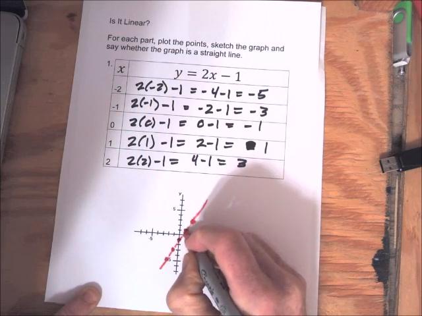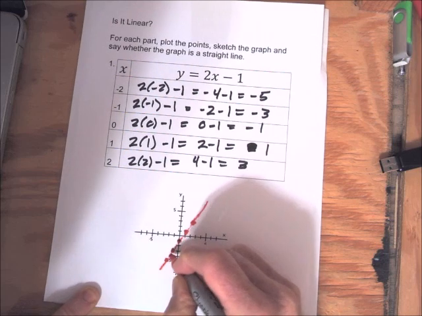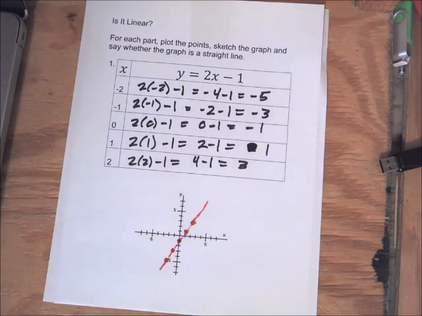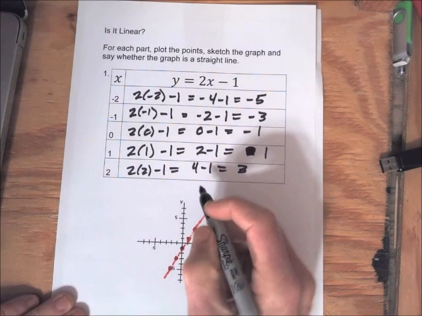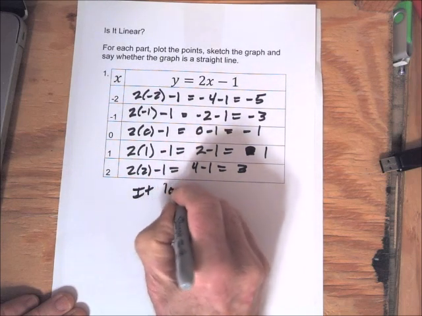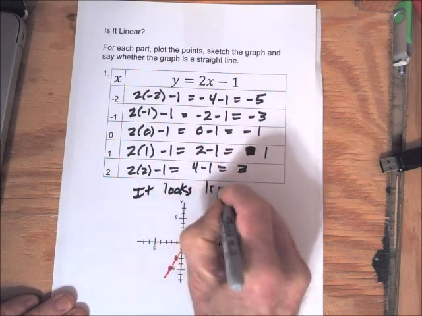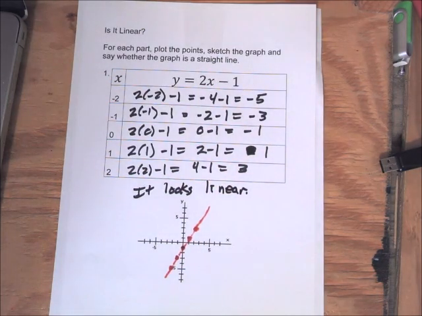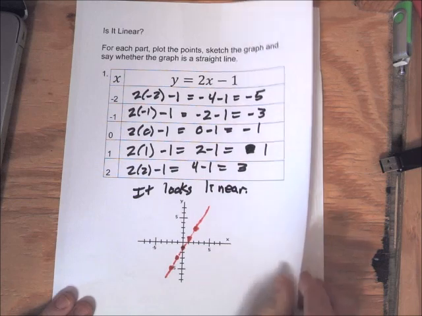Okay. So this does appear to be linear. The graph is a straight line. It looks like a straight line. So the equation is probably linear. Okay. Next example.